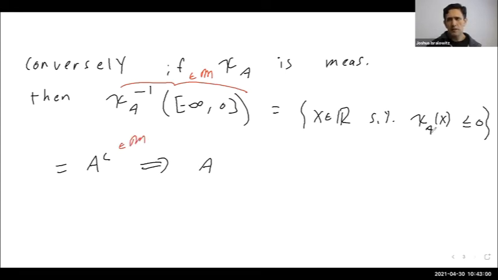Okay. Obviously, if X is in A, then this is 1. 1 is not less than or equal to 0. If X is in A complement, then this is 0, and 0 is less than or equal to 0. Okay. Yeah, so not a whole hell of a lot involved there.